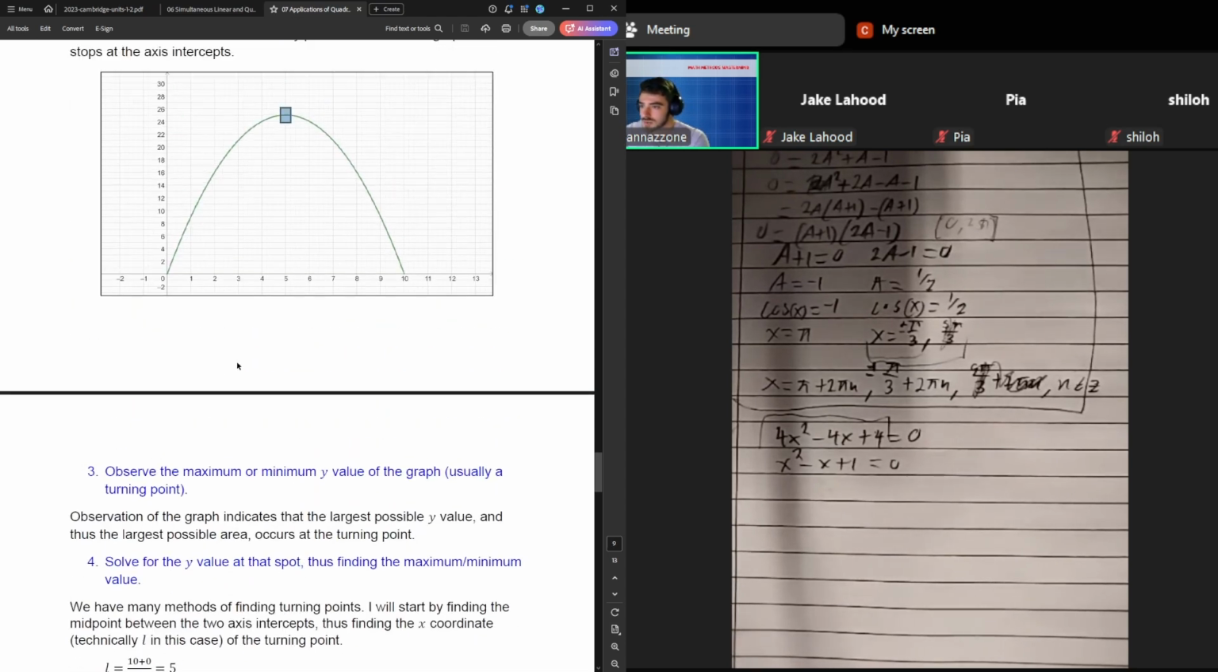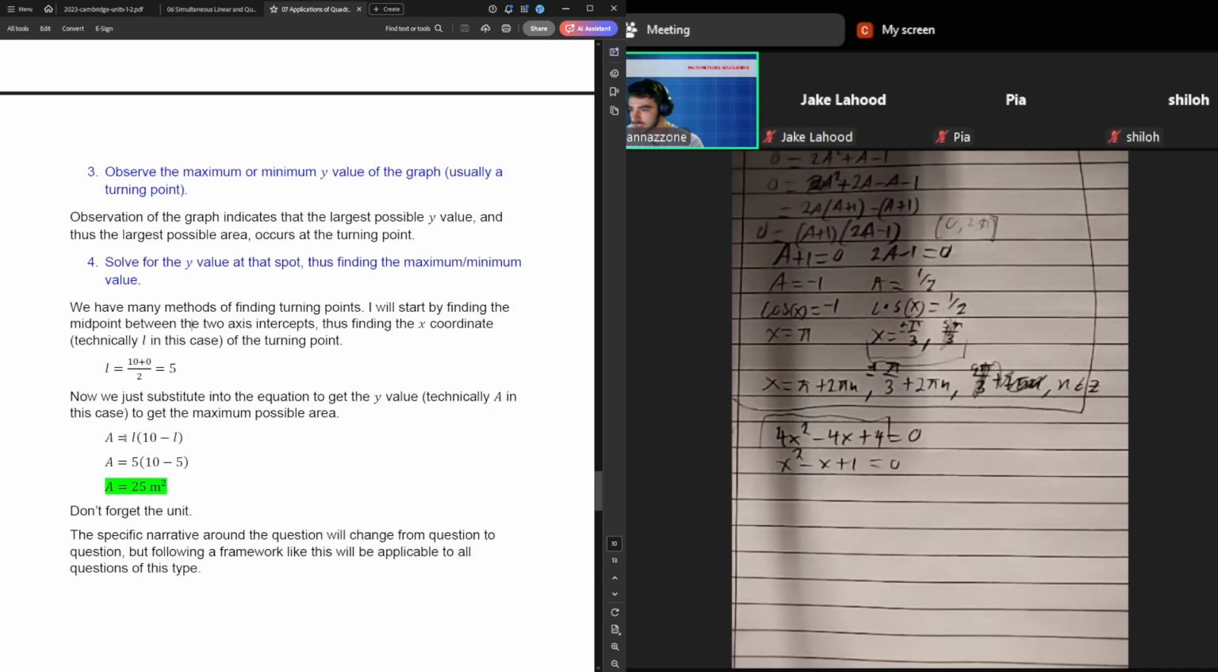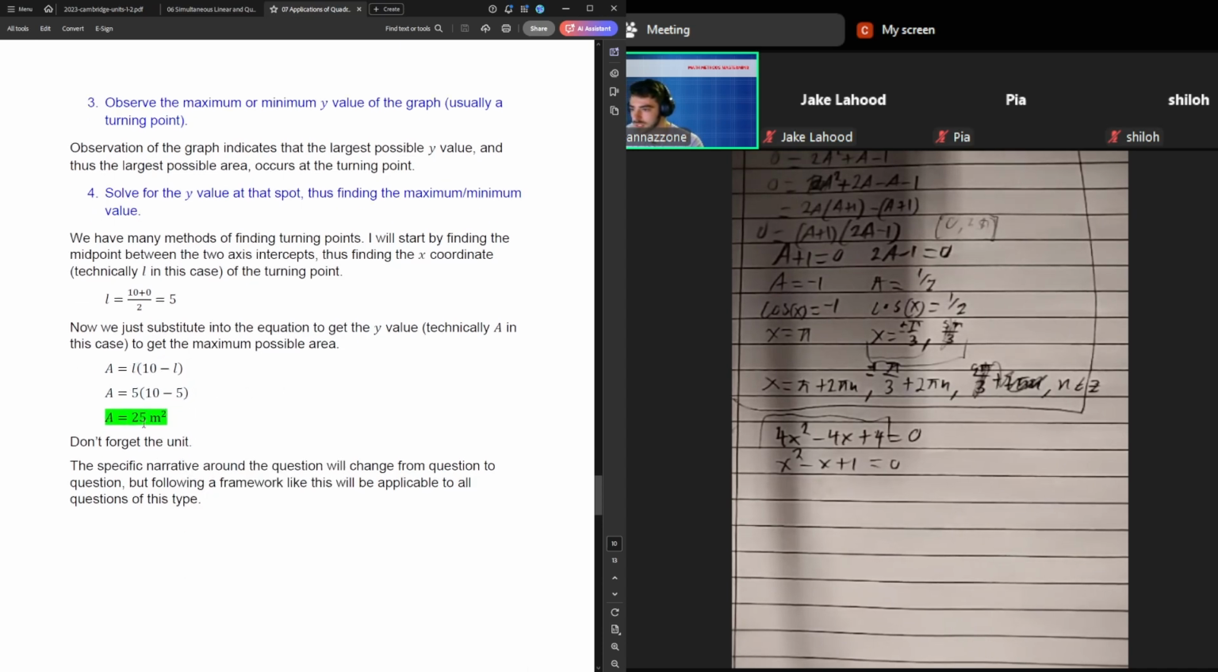So there's a bunch of ways you could find your turning point. Because this one has x-intercepts, and the application style questions pretty much always have easy x-intercepts, the best way I know for solving turning points under these circumstances is just find the midpoint of your two axes intercepts. Midpoint, of course, being x equals 5, which we knew from before, right? A length of 5, a width of 5 would maximize, would turn it into a square. But we're going to have length equals 5. You sub that into your area equation and you get your 25 meters squared. Don't forget the unit.